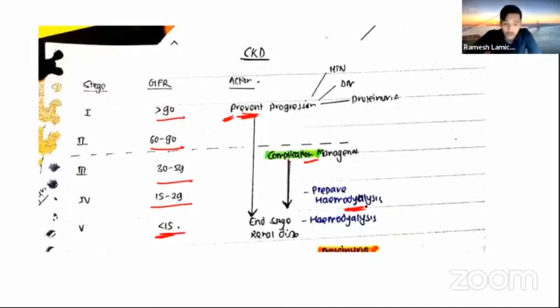Okay, and in case of stage 5, you definitely need hemodialysis. Patient cannot live without the dialysis. So this is called end stage renal disease. The stage 5 is also called end stage renal disease.